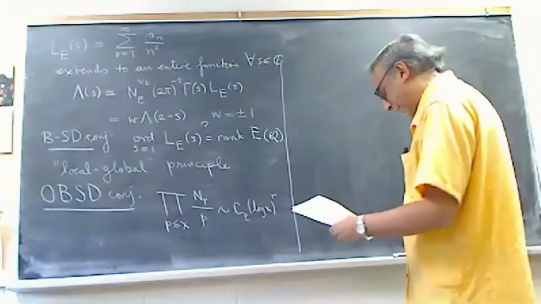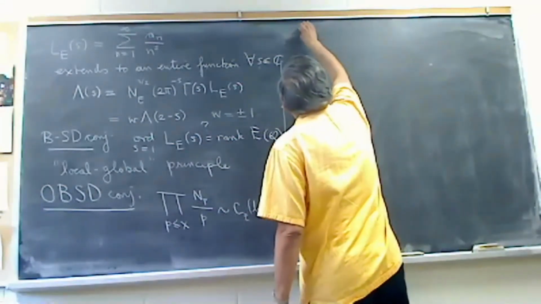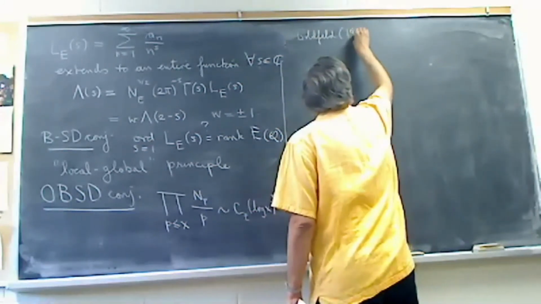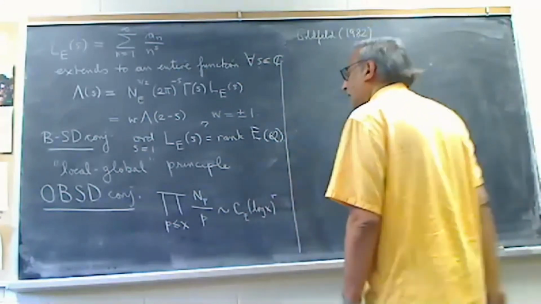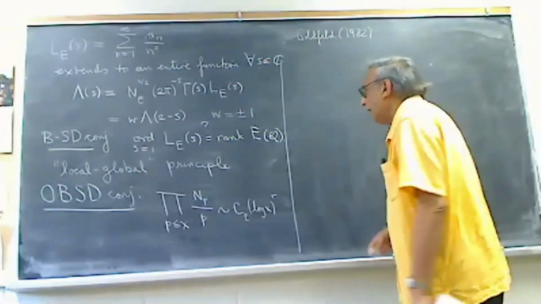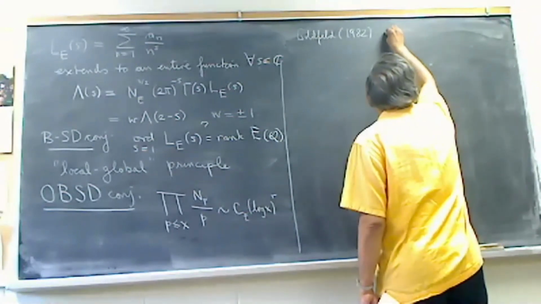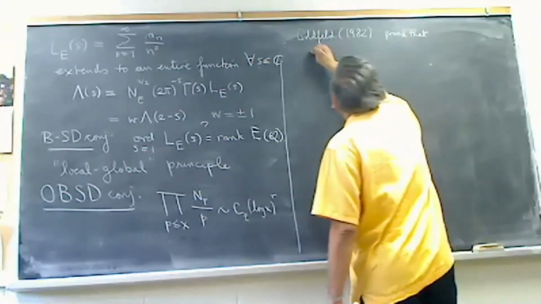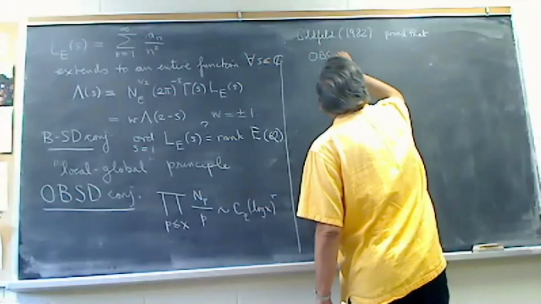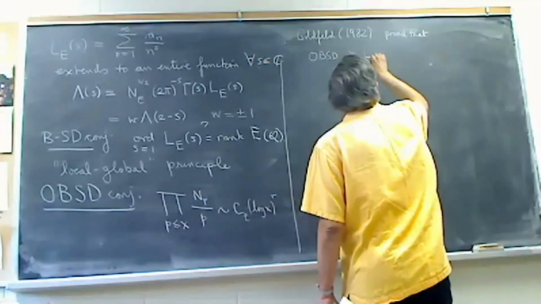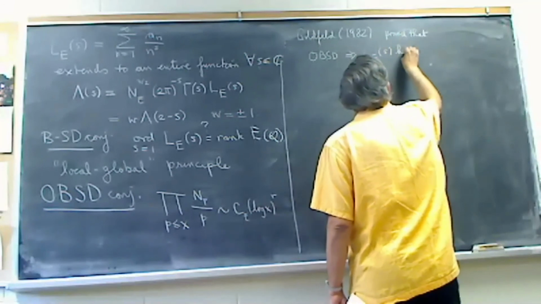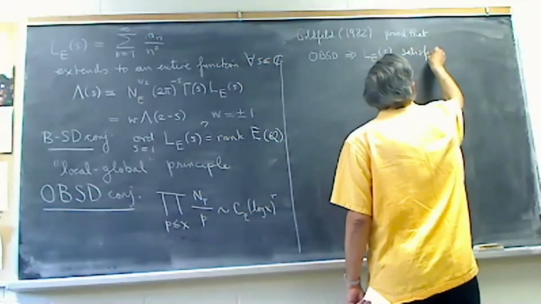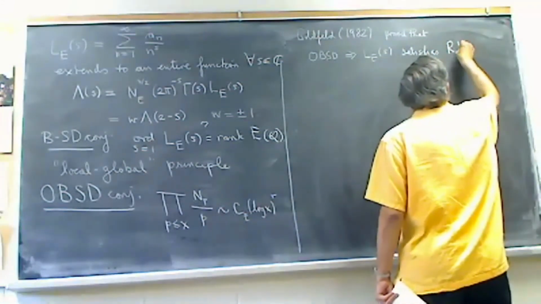Let's see, where are we? Okay, yeah. So first, Goldfeld, around 1982, noticed that this conjecture is too severe, and proved that OBSD implies that the L-function satisfies the Riemann hypothesis, the analog of the Riemann hypothesis.